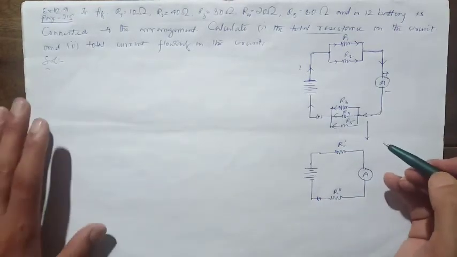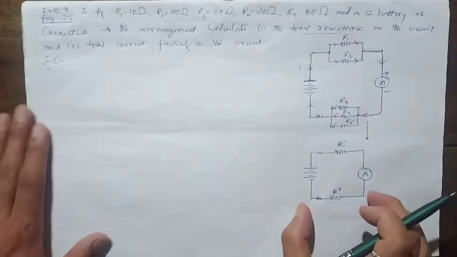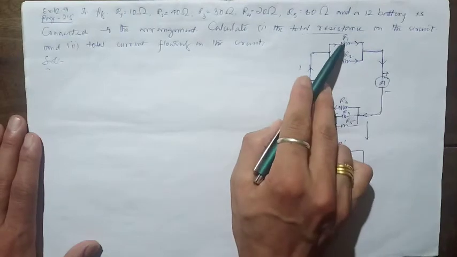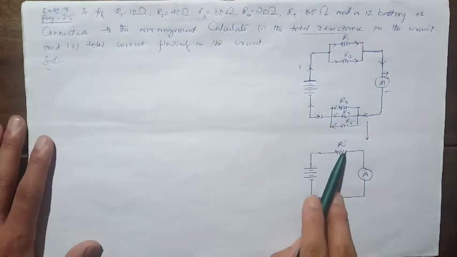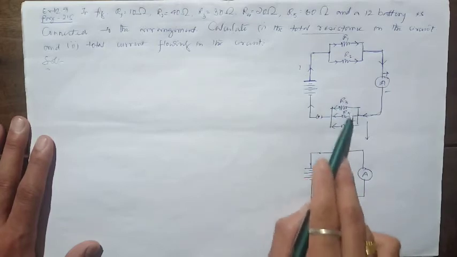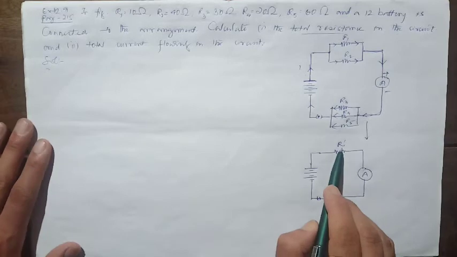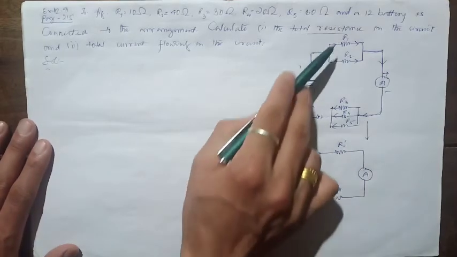Now student, our reduced circuit will look like this. Now this circuit has become this one. We can replace these two resistors by one single resistor of value R dash. We can also replace these three resistors by one single resistance of value R double dash. Now what is the value of this R dash? This R dash is the equivalent of these two.